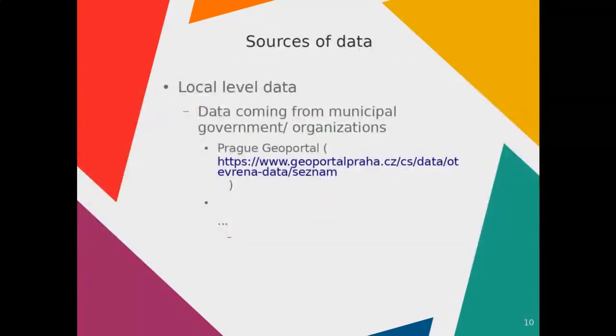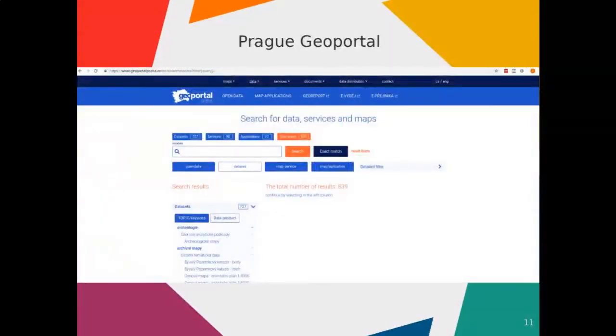No problem. Then there is local level data, which is published by municipal governments and organizations of the city. For example, the Prague Geoportal is one of those. It's basically a portal where you can find lots of geospatial data about the capital of the Czech Republic. Unfortunately, I didn't see anything like this in Africa, but probably in the near future there will be something like this.